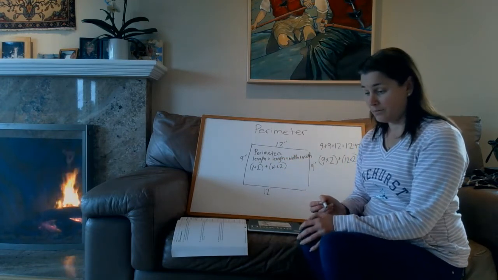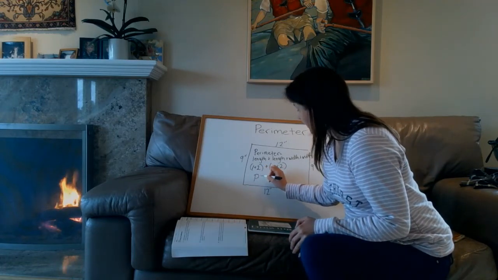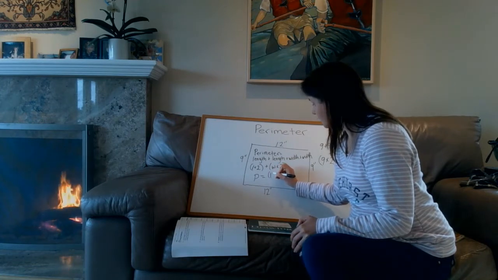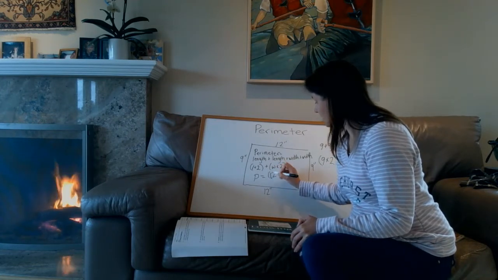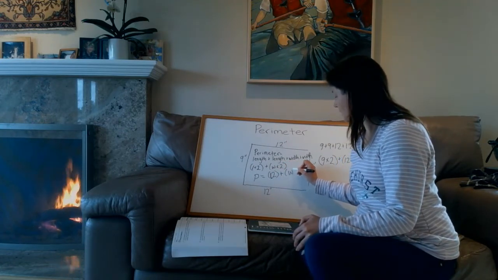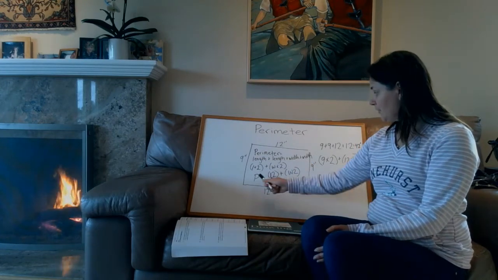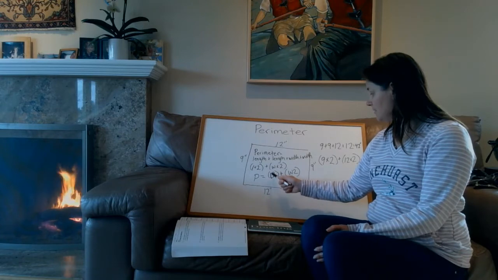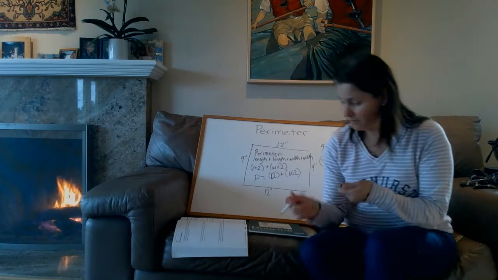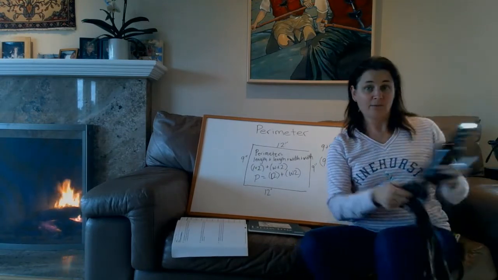Or if you want to get really fancy, the way we're going to write it is we're going to say P equals L 2, try not to make it look like a 12, plus W 2, just like that. Perimeter equals length times 2 plus width times 2. So, we don't have any questions about that. I'm going to move on.